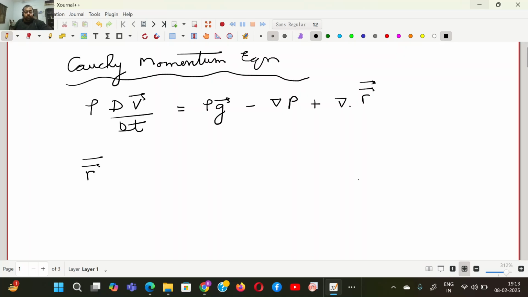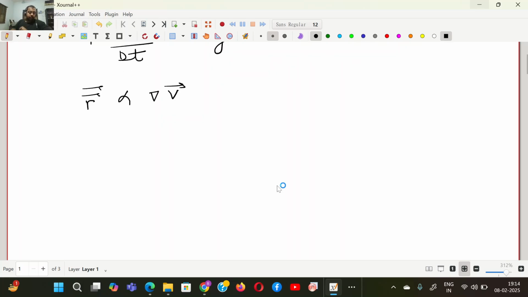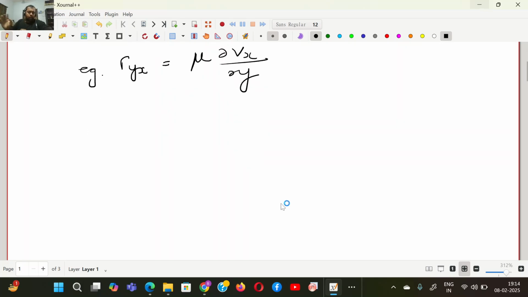We also saw that the stress tensor is proportional to the gradient of the velocity vector, right? Example, tau yx is equal to mu into dou vx by dou y. So how does the velocity gradient tensor look like? I'll just represent it in matrix form. I'm not doing x, y, z, I'm just using x1, x2, x3. Well, it's understood that x1 is x, x2 is y direction and x3 is z direction. And likewise the velocity components 1, 2, 3 suffix also are in those directions. So the velocity gradient tensor looks like this.